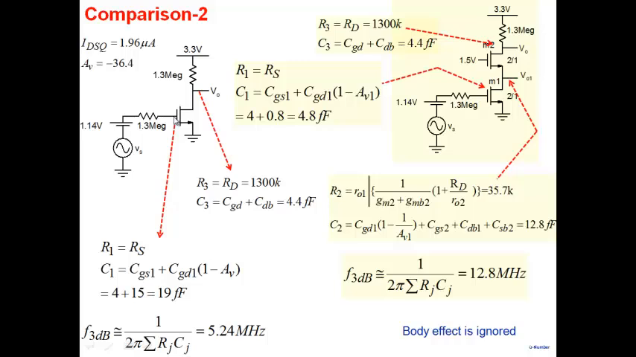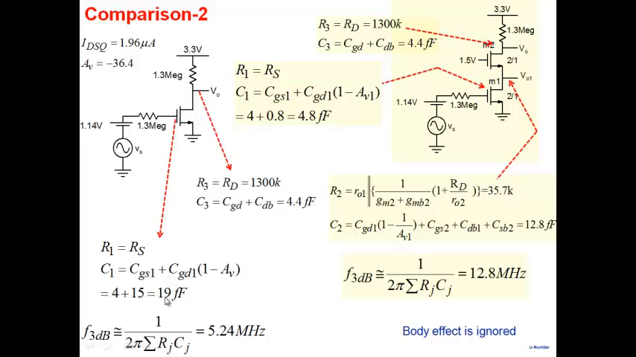Note the difference between these two. The net capacitance at this node, because it's getting multiplied by a larger gain now, gain which is 36, the net capacitance is 19 femtofarad at this node. The net capacitance at this node is only 4.8 femtofarad. Why? Because the gain between these 2 points remains small. The gain between here and here is again 36.4 between the input node and the output node. But the gain between input and this internal node remains less than 1. And therefore, the capacitance at this node is only 4.8 femtofarad, while the capacitance at this node is 19 femtofarad.